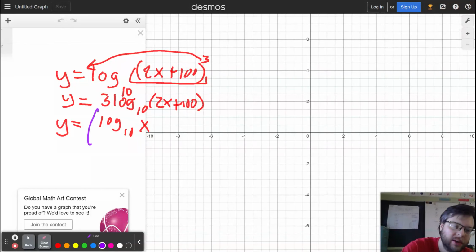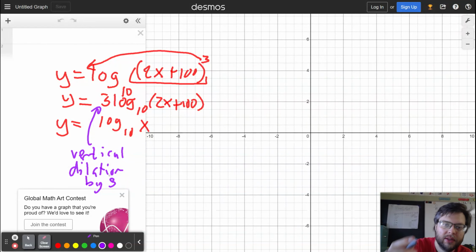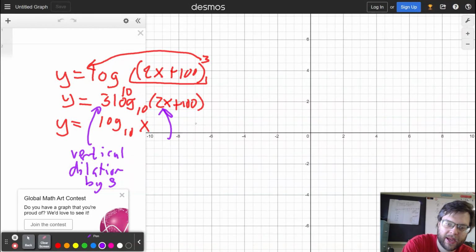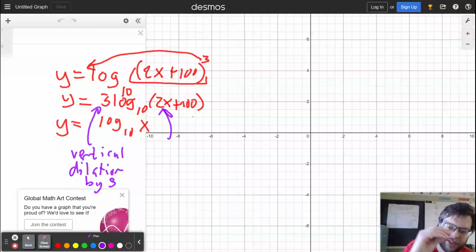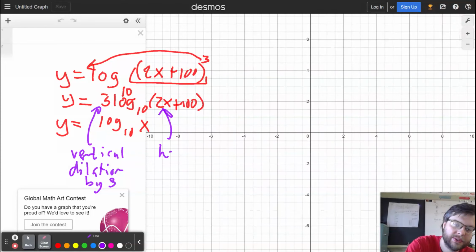So the 3 right there is a vertical dilation, or you can say stretch by 3. So our new graph is going to be 3 times taller than our old graph. When you do things on the inside of the parentheses, it kind of works backwards of how you might expect it. So while multiplying 3 in front of the logarithm made it 3 times taller, you might think that multiplying by 2 on the inside makes it 2 times wider, but it's actually backwards. It makes it half as wide.